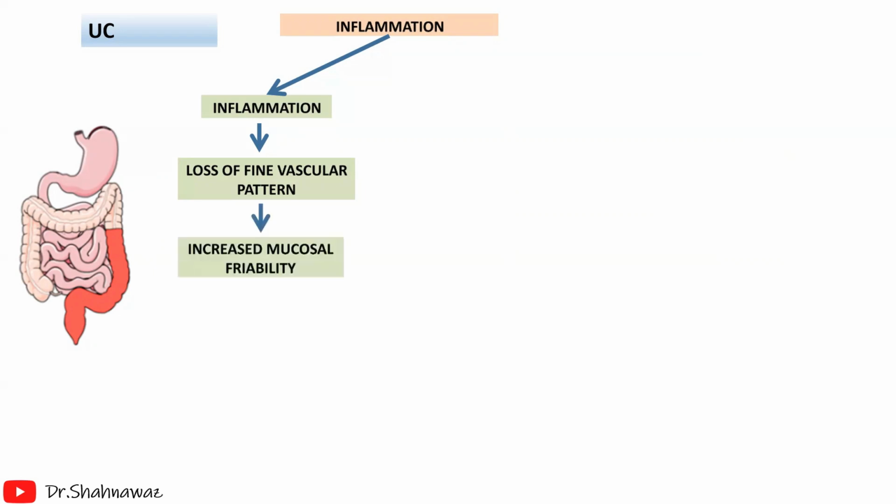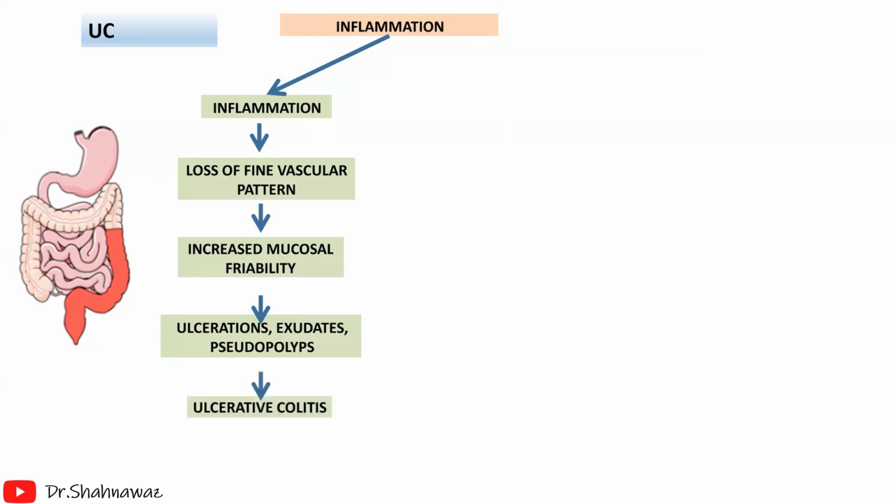What are the differences between the pathophysiology of ulcerative colitis and Crohn's disease? We see that in ulcerative colitis, the inflammation occurs in a pattern where there is loss of the fine vasculature pattern. We don't have the vasculature pattern in UC when there is inflammation, and there is increased mucosal friability, and ulcerations. You see the exudates or maybe pseudopolyps may be present in UC, and that is ulcerative colitis.